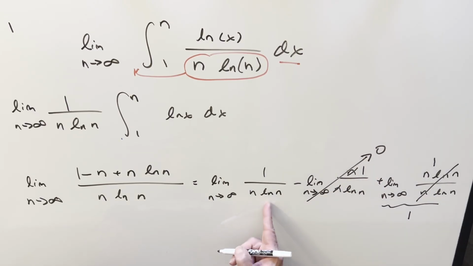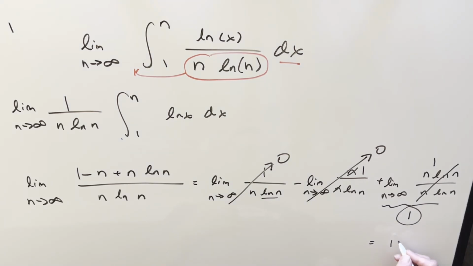This piece is clearly going off to infinity. ln going to infinity is still infinity, so this piece is going to 0. And so all we're left with is this. So for my final solution, we just get 1, and that's it.